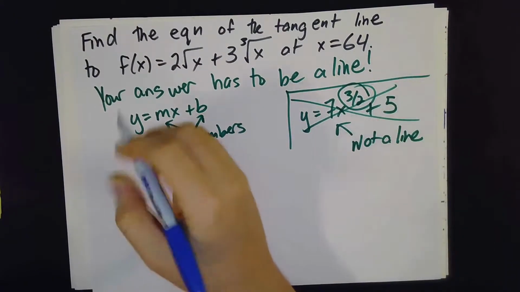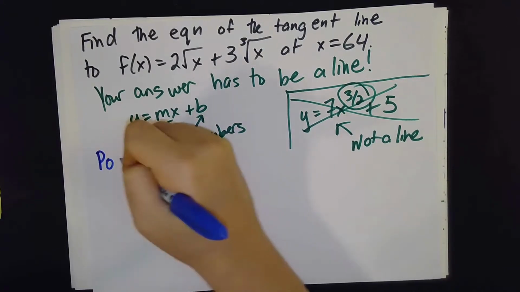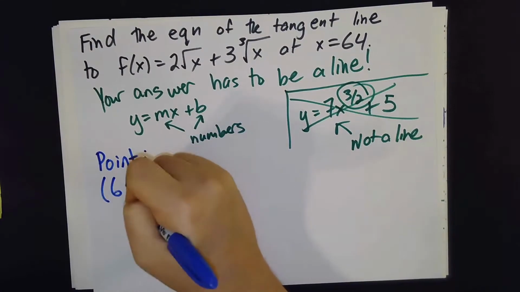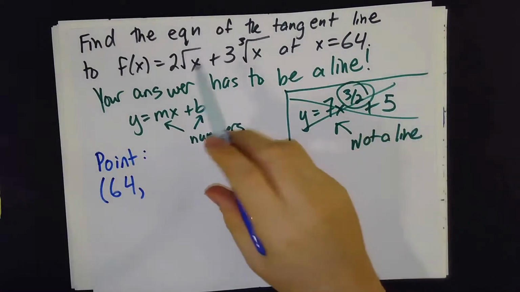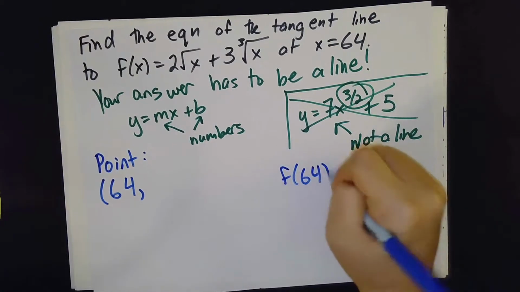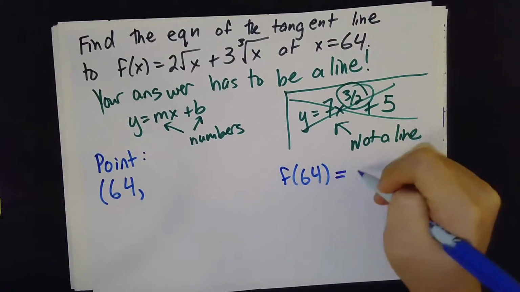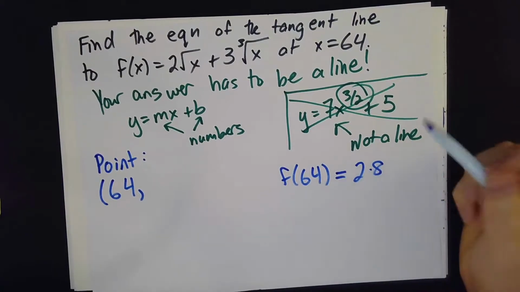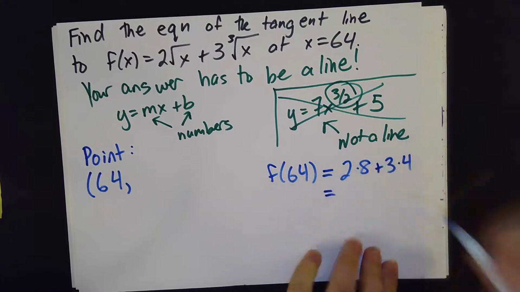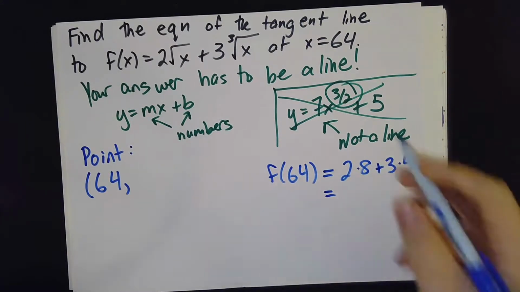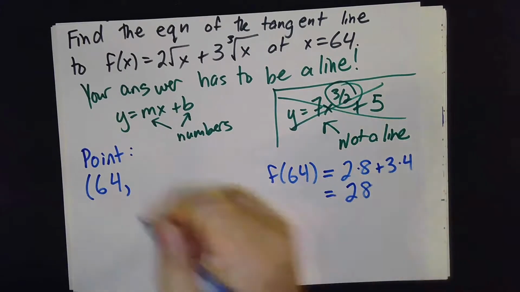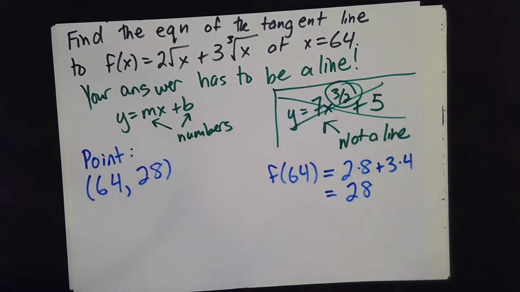Okay, so the first thing I need here is the point, which is going to be 64, comma, and then f of 64, which is going to be 2 times 8 plus 3 times 4. Which sounds like 28. Okay, so that is our point.